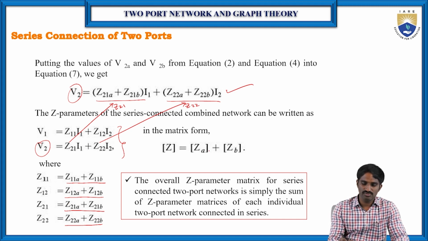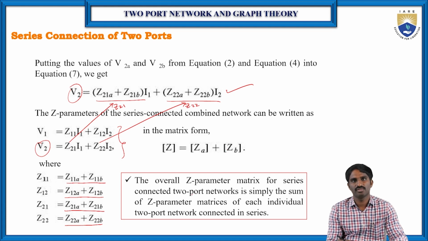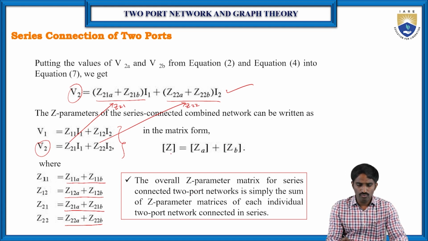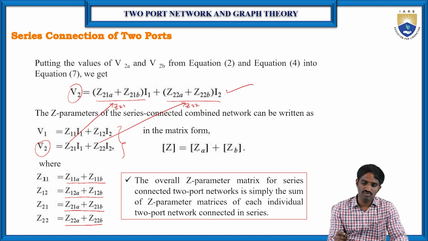Okay. So from this, finally, we can simplify this. So Z is equal to ZA plus ZB, which means if two two-port networks are connected in series, then the resultant Z is equal to ZA plus ZB. Okay. So suppose if there is a third network, then plus ZC. Then fourth network plus ZD. Okay. Plus and so on.